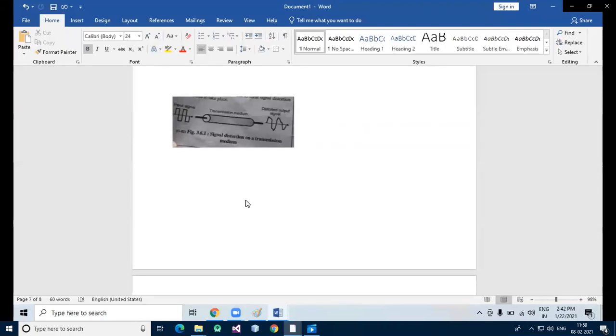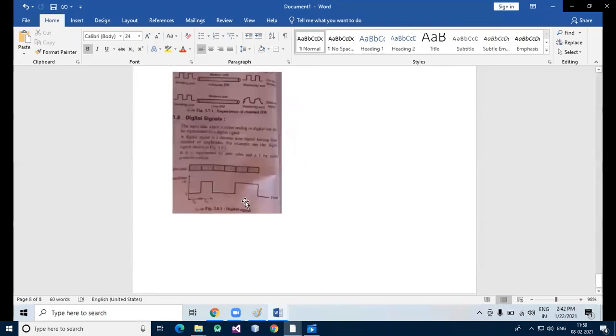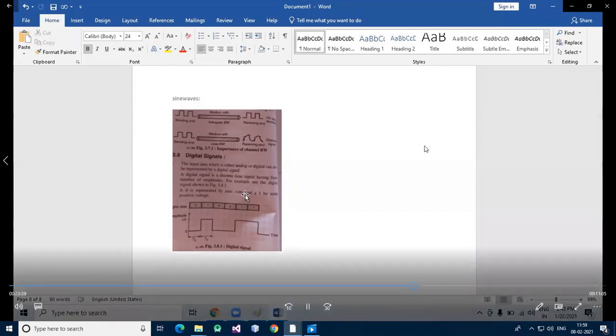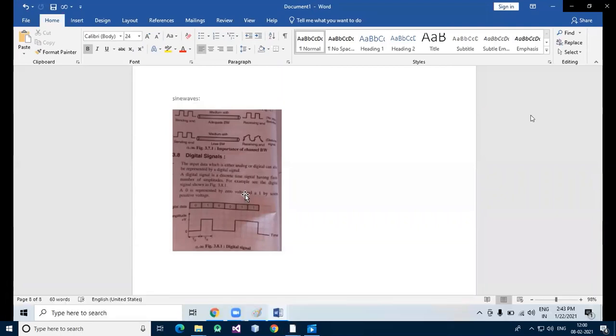Then channel bandwidth. The range of frequencies that contain the information is called the bandwidth. The range of frequencies that contain the information is called channel bandwidth, but the term channel bandwidth is used to describe the range of frequencies required to transmit the desired information.